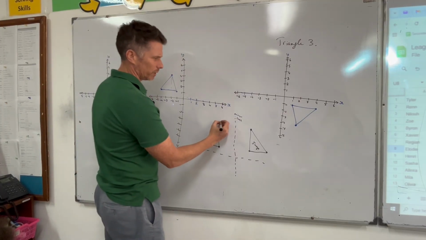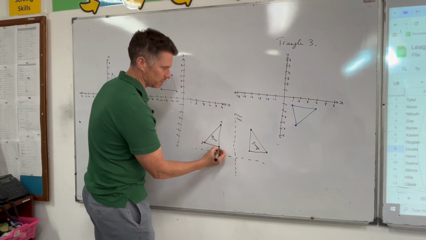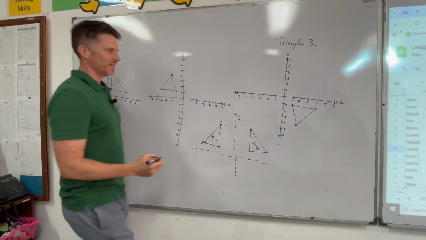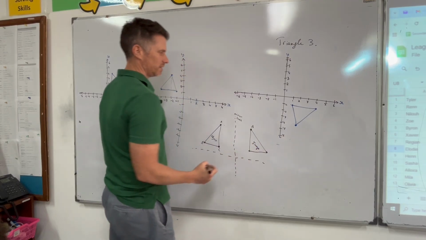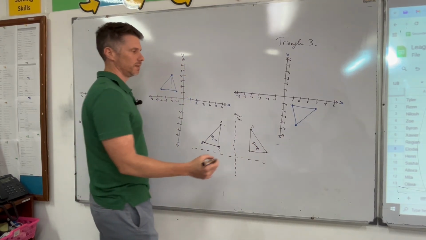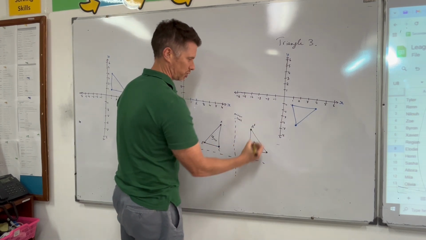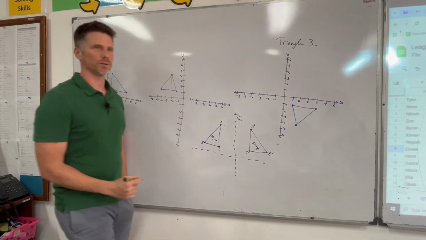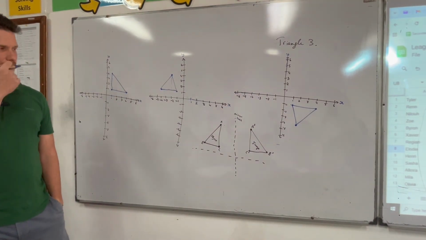Also, if these have letters, so A, B, C are the corners of this triangle, the vertices are the corners of the triangle. The ones over here, I can't call that A because it's not A anymore. It's A that's been reflected. It's called A dash. This is C with a little dash, and this is B with a little dash. And that's how they show that it's not the same as the original.